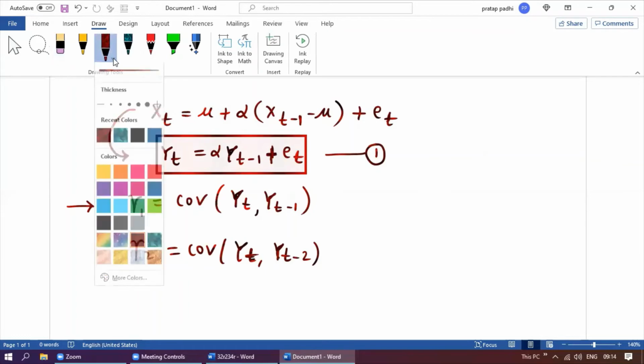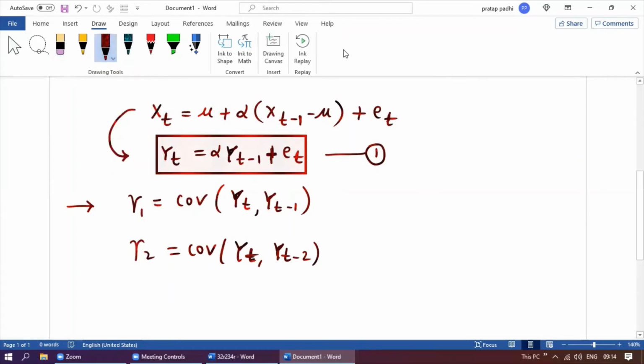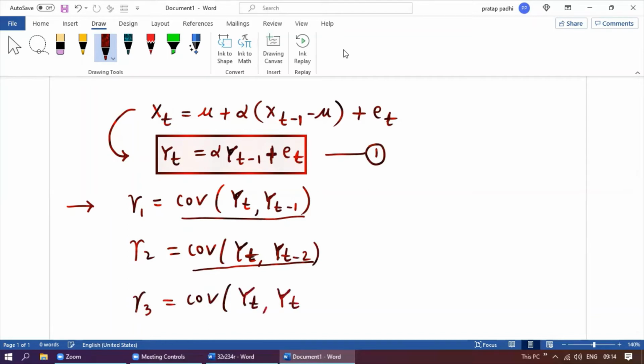Okay, now this is covariance gamma t minus 1. This is covariance gamma t minus 2. And then you write gamma 3 as covariance of yt, yt minus 3, that way. This is gamma 1, and in each case you have to write the yt value. In each case you need to write the yt value.